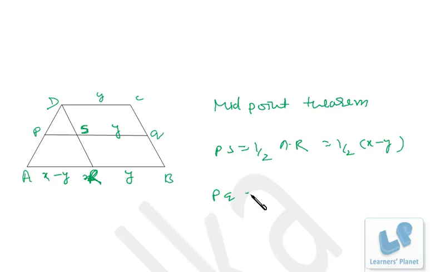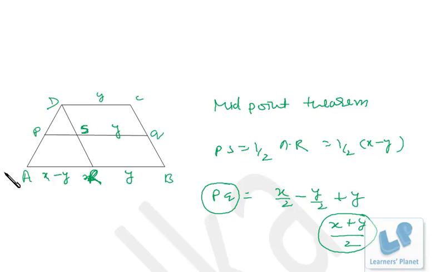So PQ will be X by 2 minus Y by 2 plus Y, right? So it's X by 2 plus Y by 2, since Y minus Y by 2 you'll be getting Y by 2. So it is (X plus Y) by 2. So that's an important derivation, right? If PQ is the middle line, then its length will be the arithmetic mean of the lengths of the parallel sides. That means this length is X, this length is Y, then PQ will be (X plus Y) by 2, right?